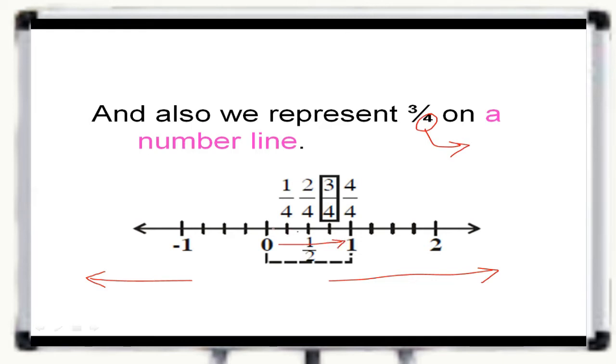So here we divide 1, 2, 3, 4 parts. Then the numerator tells us the distance from 0. So here 0 means 0 by 4. Then it is 1 by 4, 2 by 4, 3 by 4, 4 by 4, 5 by 4, like that. So here we have to find 3 by 4 on the number line. So we highlight 3 by 4 with a rectangular box.